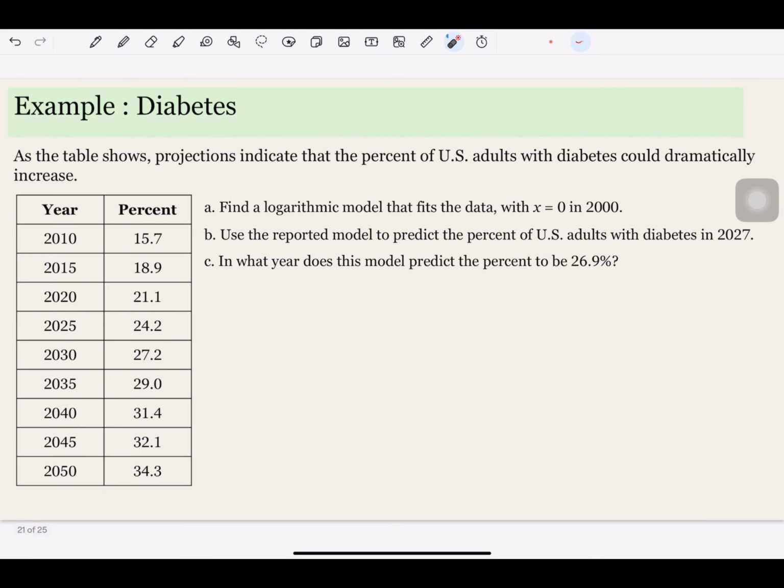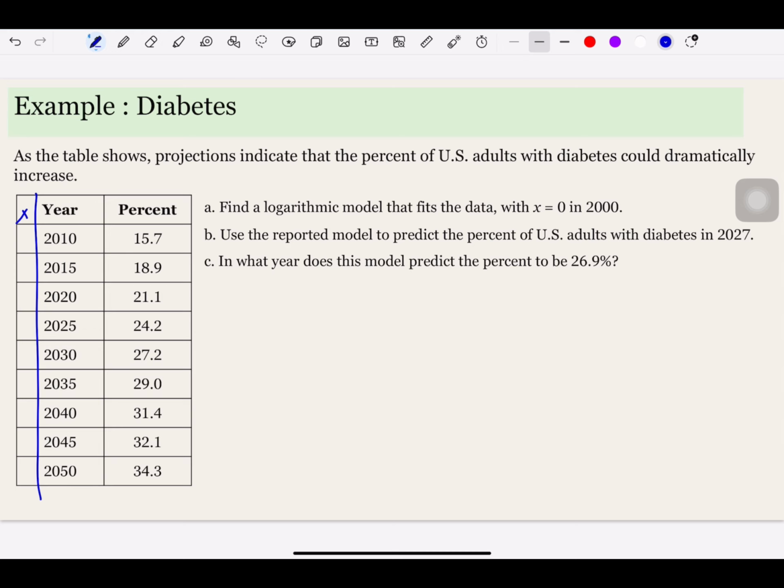Here I have a table, and this table projects the percent of US adults with diabetes. This shows how the numbers increase dramatically. The first step is to find the logarithmic model that fits the data, and you have to set x equals 0 for 2000. So for 2010, the x value will be 10. Let me write the x values over here.